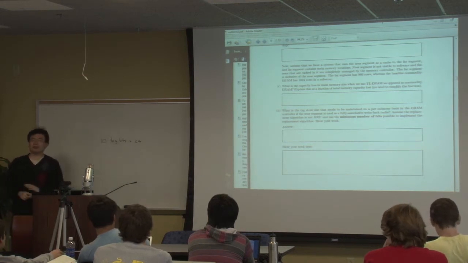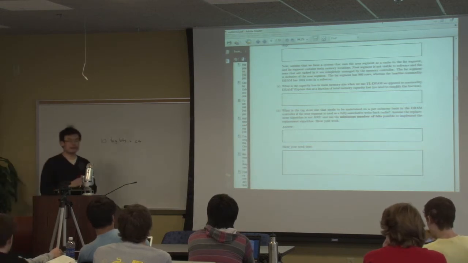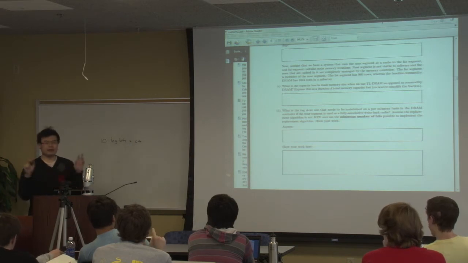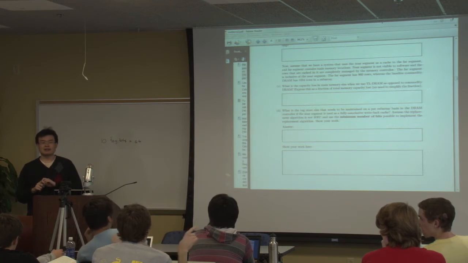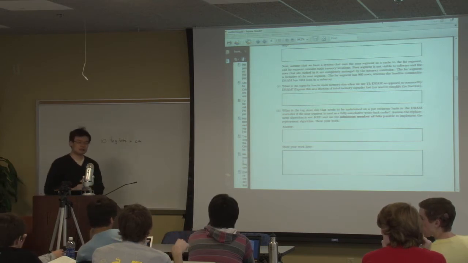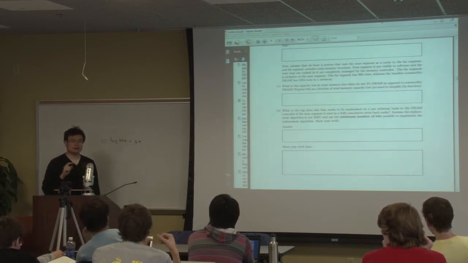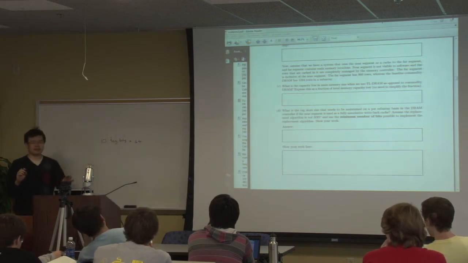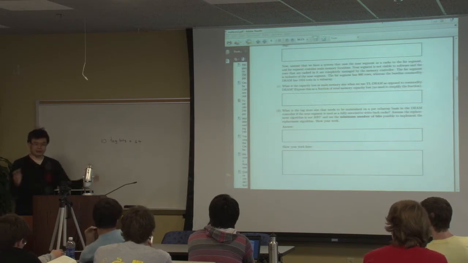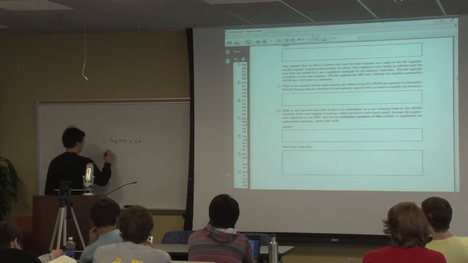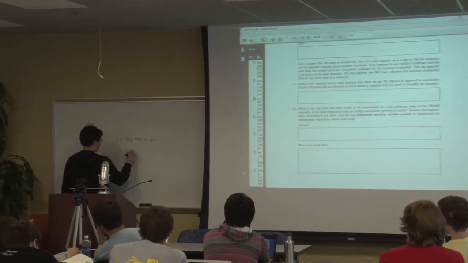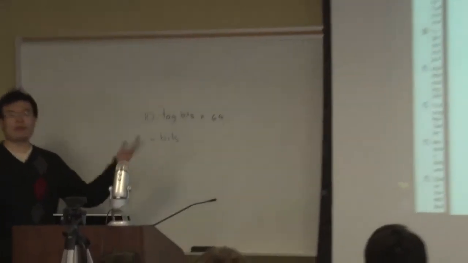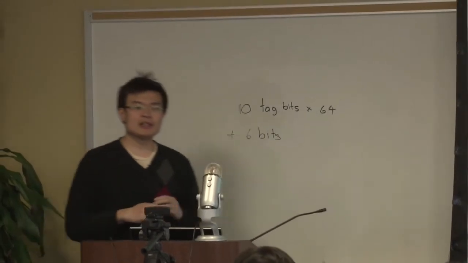And then what else do you need if you want to use this as an inclusive cache with not MRU as a replacement policy? You need to remember which row in your cache is the most recently used, and since there are 64, that's 6 bits. So in total, you don't really need MRU bits inside each of the rows, but because there are only 64 of them, you can just use 6 bits to remember where the MRU location is.